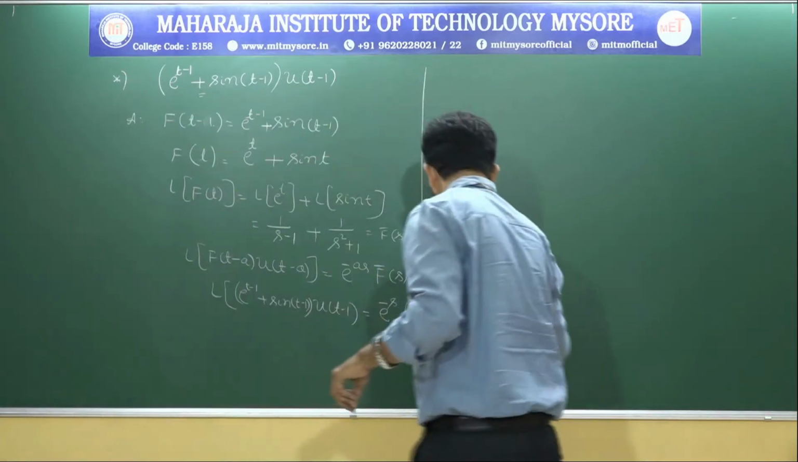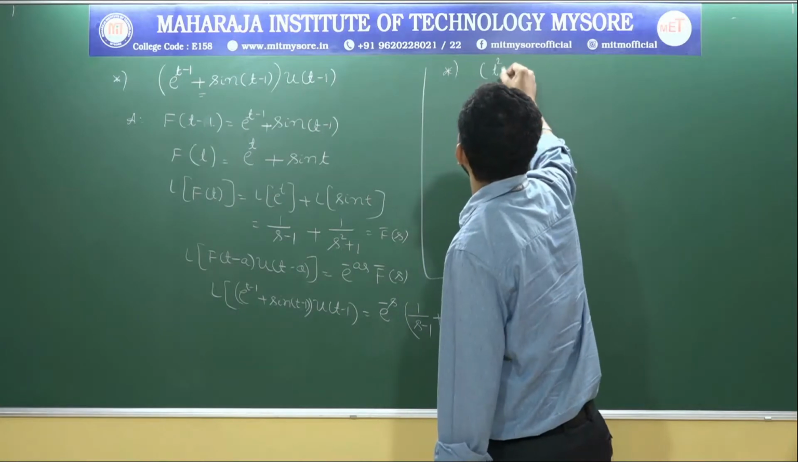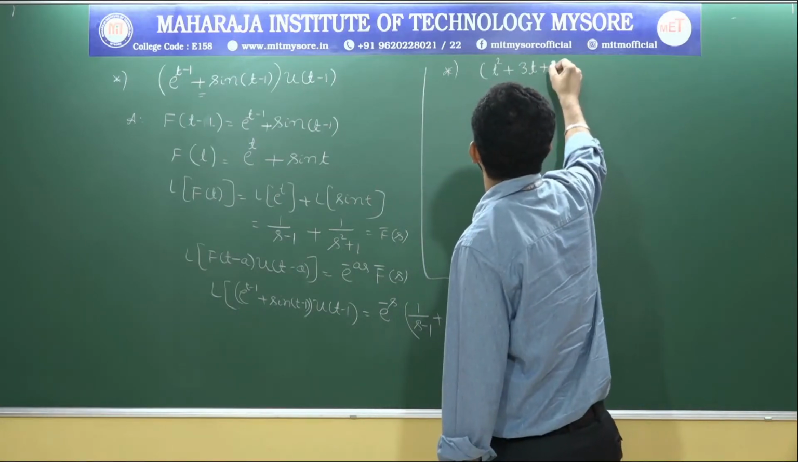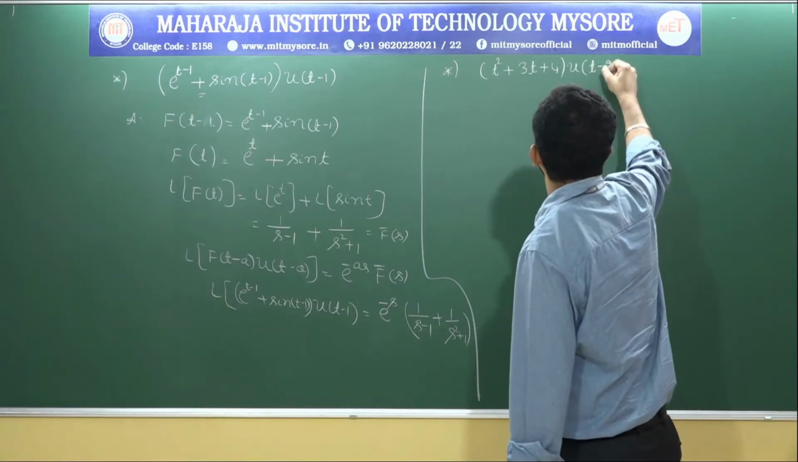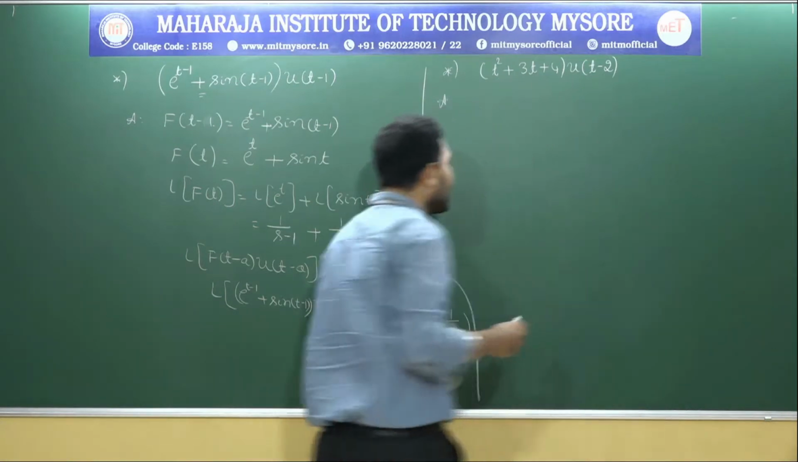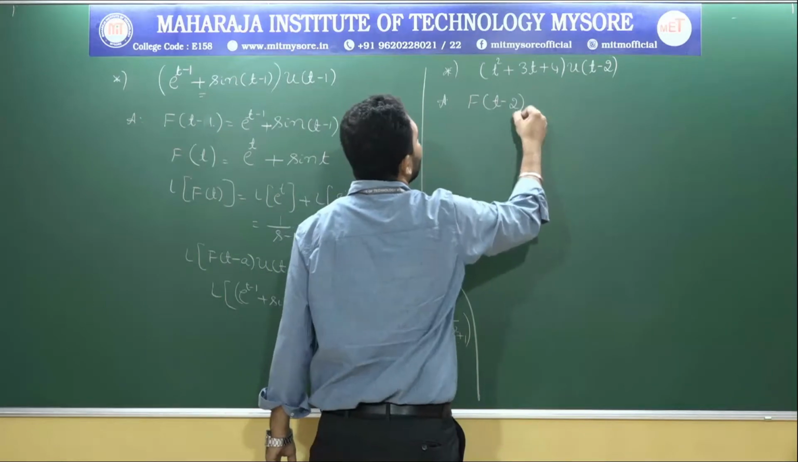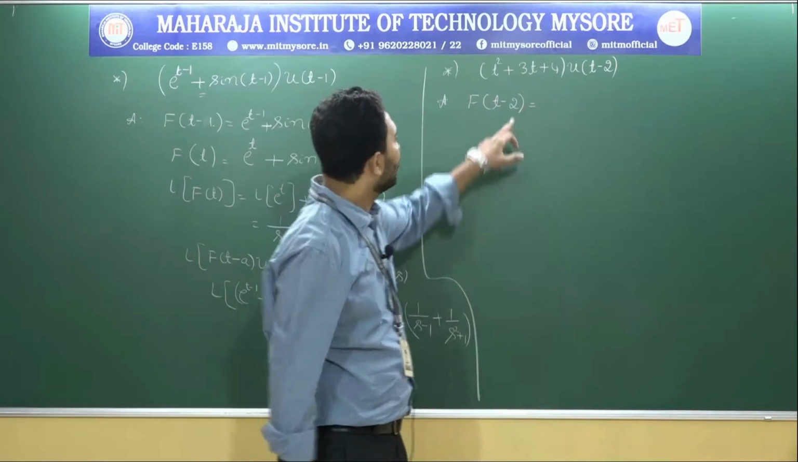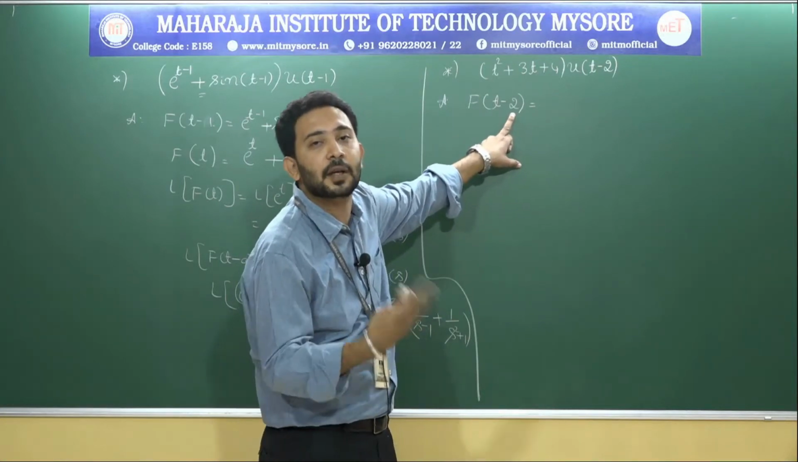Okay, I'll take one more problem. Find the Laplace transformation of t square plus 3t plus 4 into u into t minus 2. I'll take f of t minus 2 as this, because we need to take this in the form of f of t minus a. That's why I have chosen here f of t minus 2.